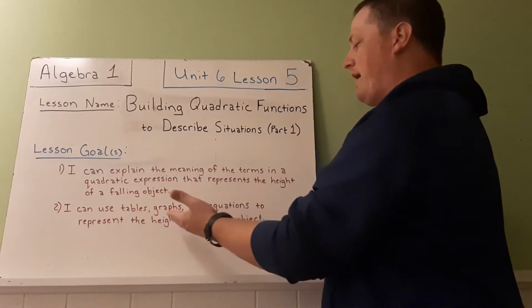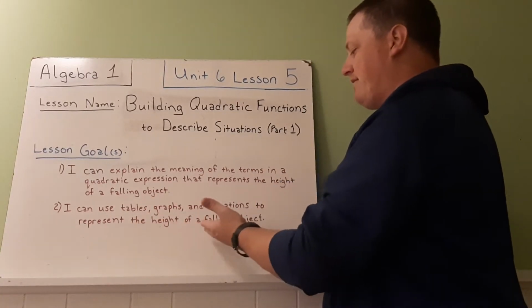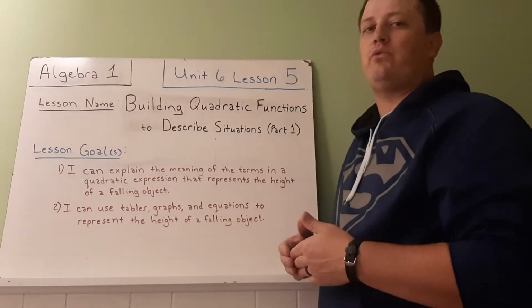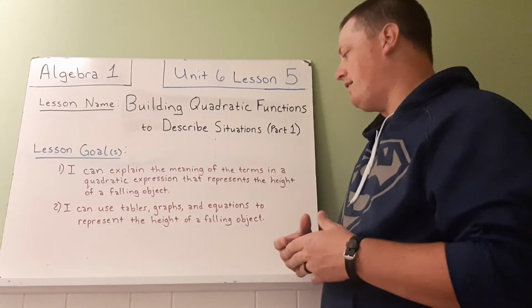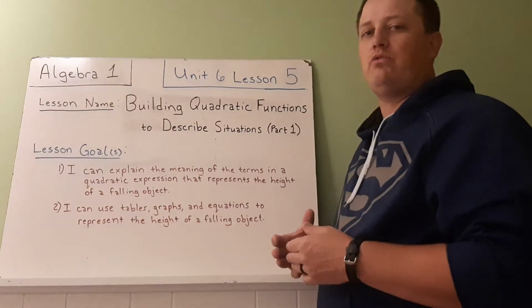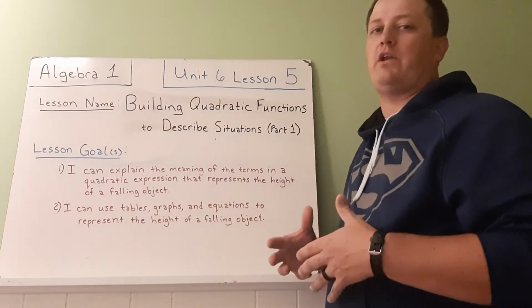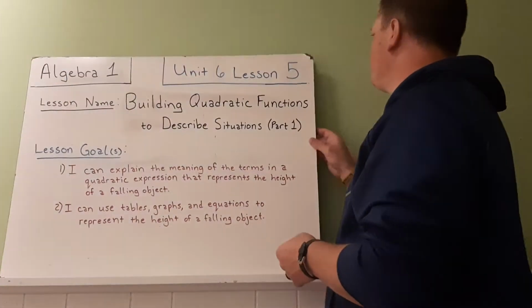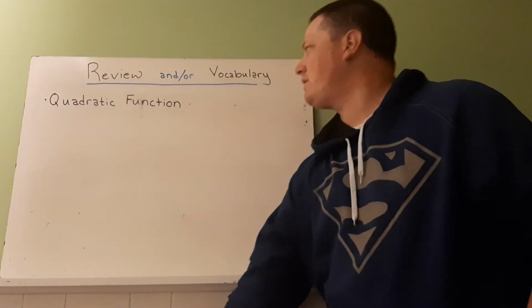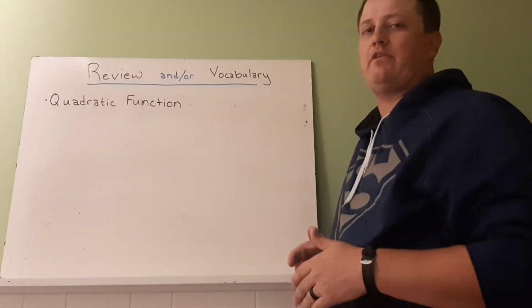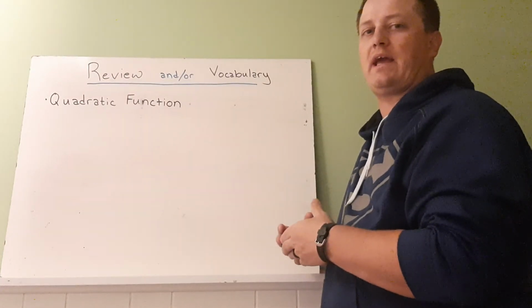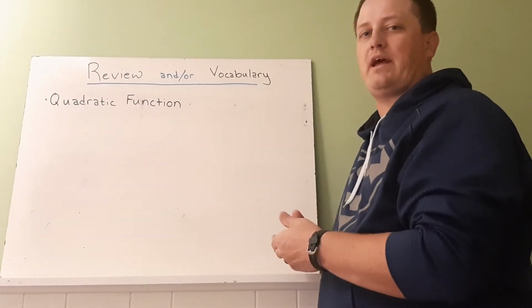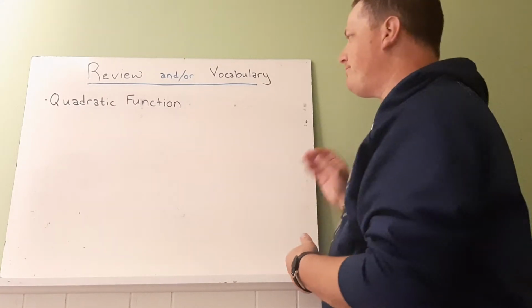I can use tables, graphs, and equations to represent the height of a falling object. Then we want to utilize all this information to make tables, graphs, and equations, and use that to fully show what's going on with falling objects. So our vocabulary is still just quadratic function, which remember is any function where we take an input and we put it into a quadratic expression, and then that quadratic expression gives us an output.